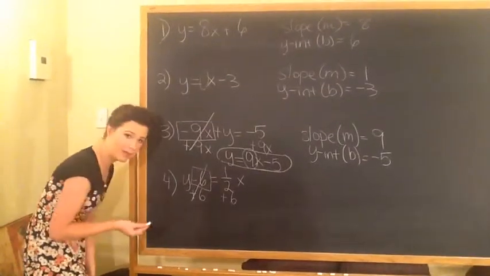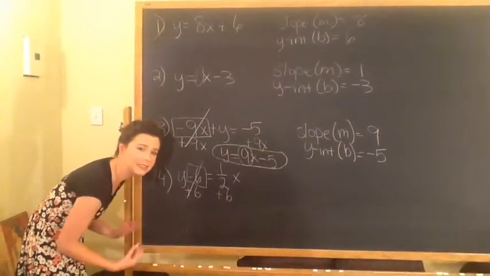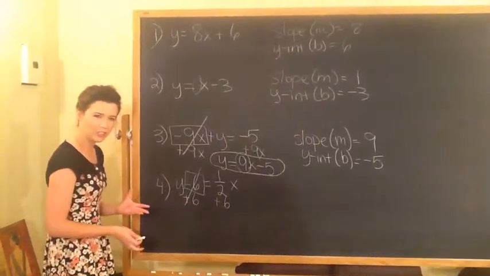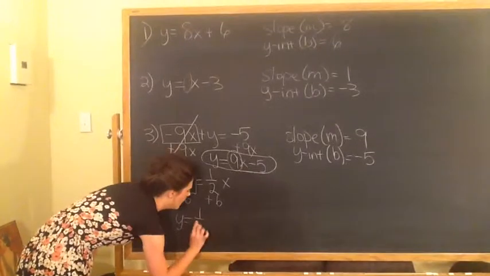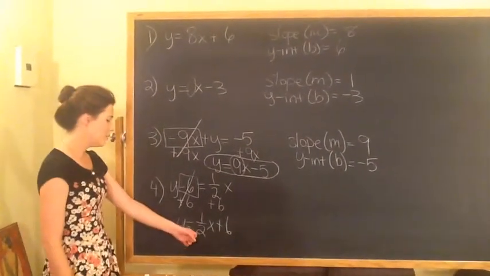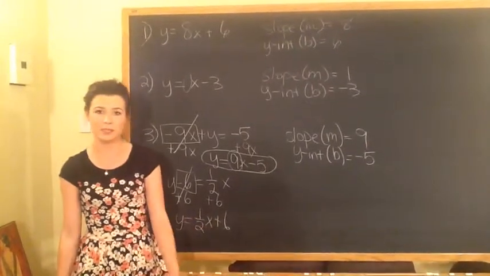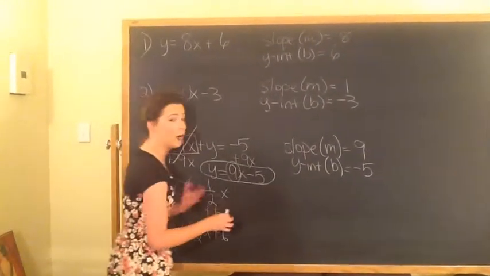Alright, so I'm going to rewrite my equation now. I would not keep it like this. I want to rewrite it so it's nice and neat because I don't want to make any silly mistakes just because I read it wrong. So I'm going to write y equals 1/2 x plus 6. And again, I made sure to put my x term first and then my term that's by itself, just so I can keep it in the y equals mx plus b order.